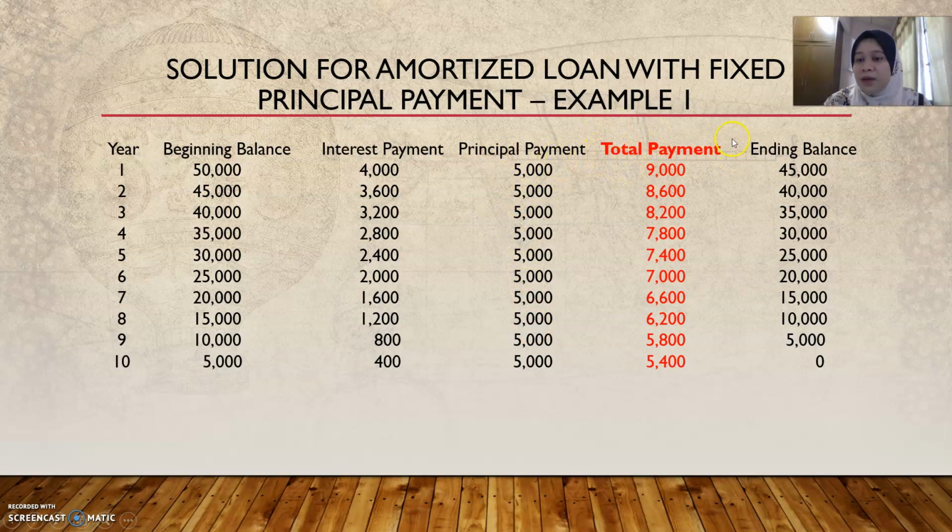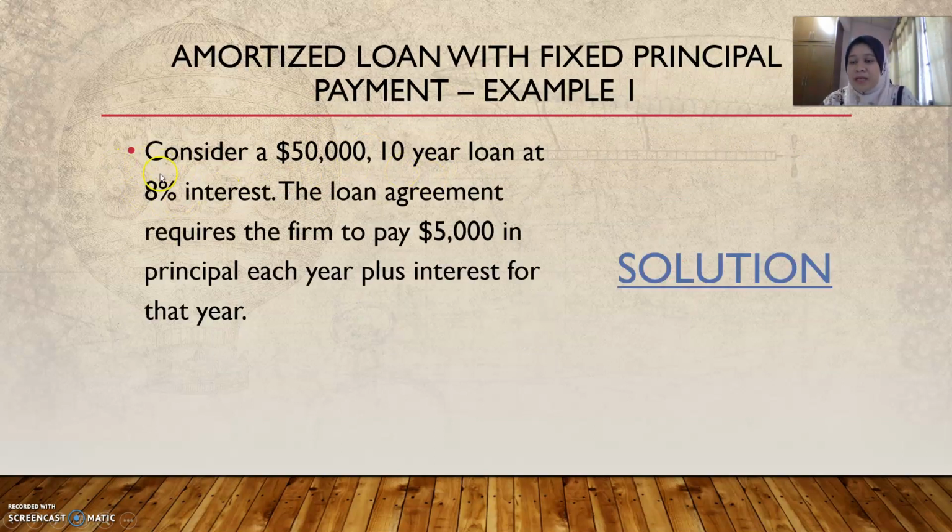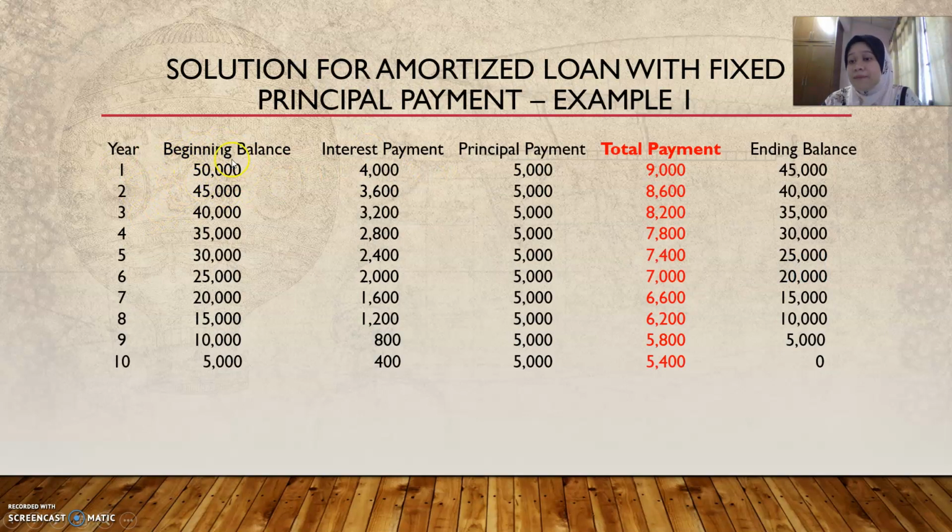And then for total payment, how are you going to get this total payment? Interest payment plus the principal payment. So 4,000 plus 5,000, you're going to get the total payment. And how are you going to get the interest payment? Take the interest rate, 8%, times the beginning balance. Then you will get the interest payment.